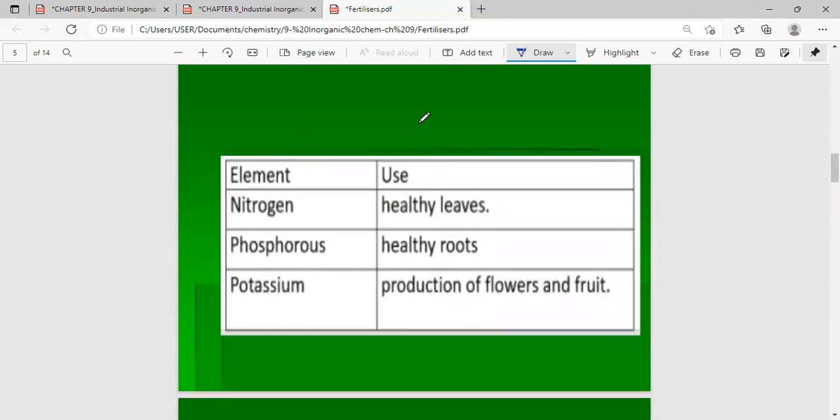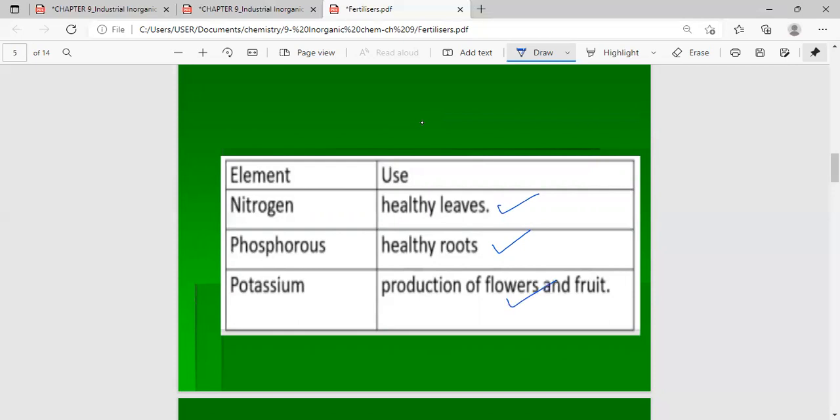Now let's look at the use of each element. Just like our body, we need iron, sometimes we need calcium and all these things, isn't it? So nitrogen is needed by plants for healthy leaves. Phosphorus is needed for healthy roots. Phosphorus for roots, remember. Potassium for flowers and fruit.